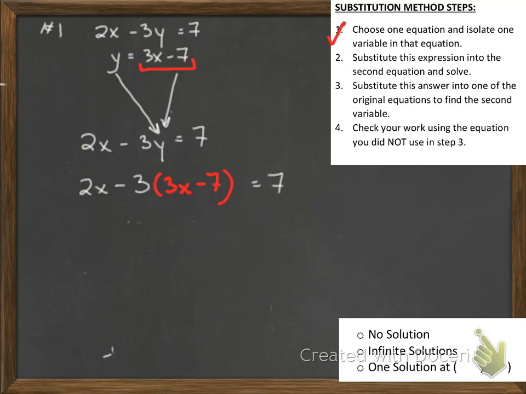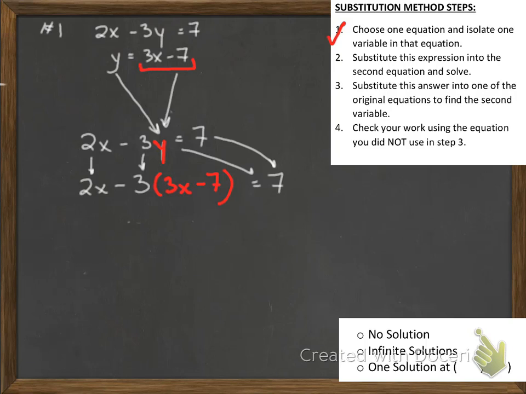So notice everything else came down, okay? The only thing that changed or transformed was the y. Everything else stayed exactly the same as it was. Again, I substituted the expression 3x minus 7 in place of y. Why did I do that? Because y is the same as 3x minus 7. From here, it's just a matter of doing some algebra.